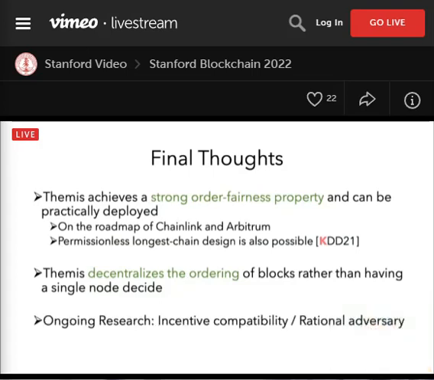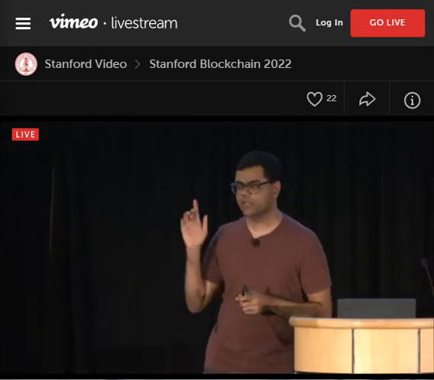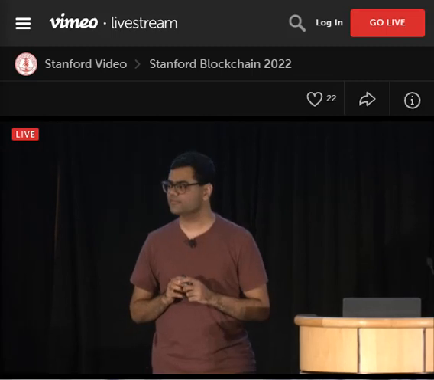We also have ongoing work which is looking at more incentive compatibility or rational adversarial models for these fair ordering protocols instead of assuming an honest majority or supermajority. Thank you. I'll take questions now. I've put the paper link and code is also publicly available.